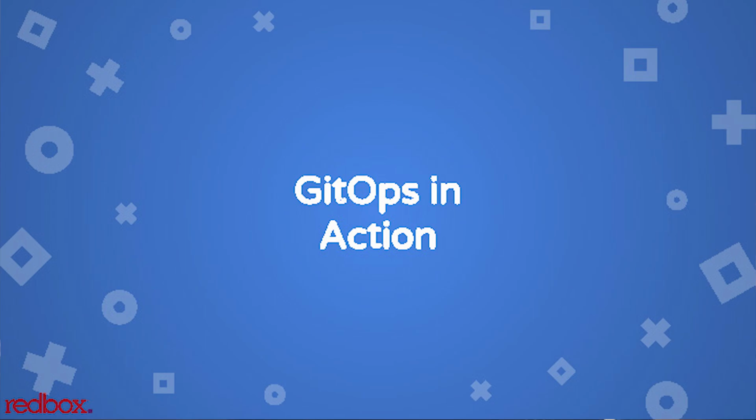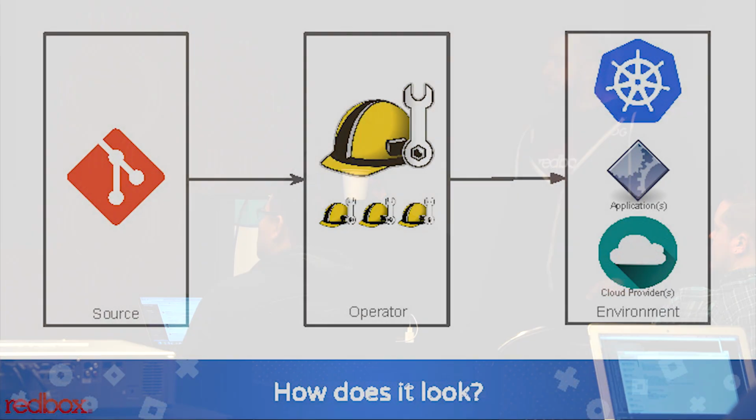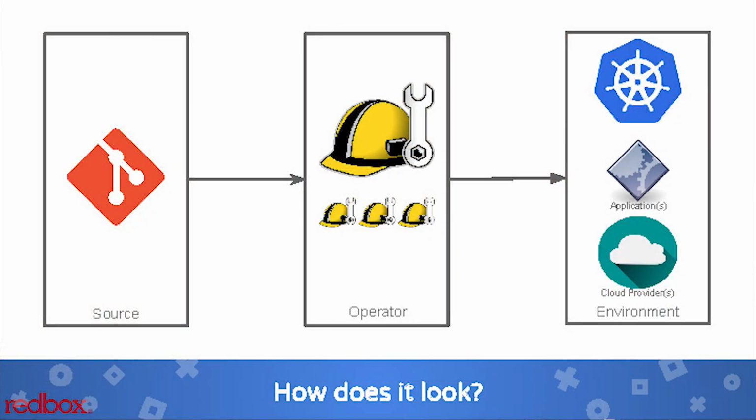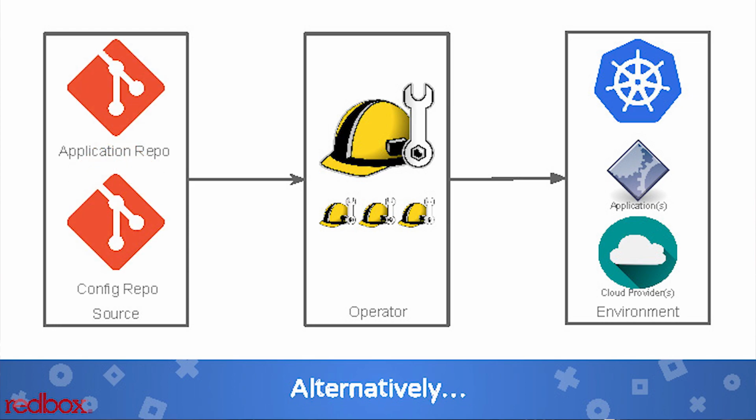So I've done a lot of talking on the concepts of GitOps, and it's always helpful to see examples. So to refresh, how does this look? Again, you have your source control, your code, your configuration files, some event operator listening to changes to that source, and ultimately some artifacts being created.